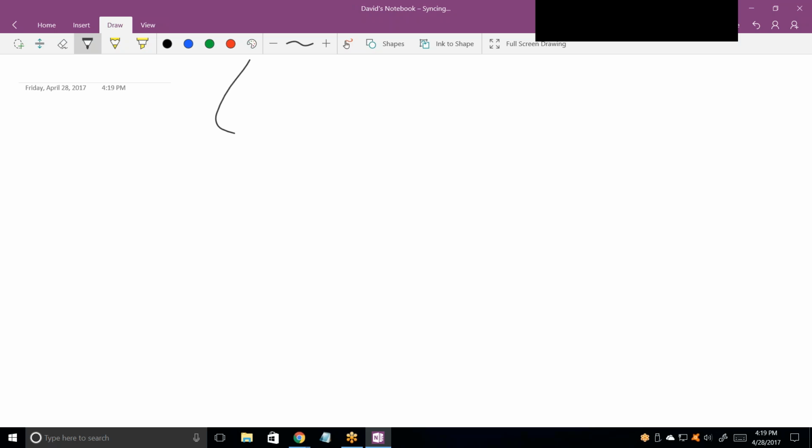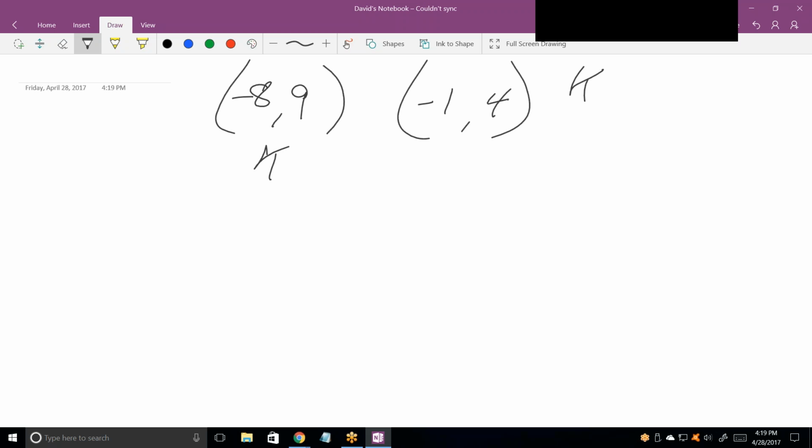So it's between point K, which is -8, 9, and M, which is... Hold on, yeah. I thought you were giving me the x dimension was K. -8, 9, and what's the other point? -1, 4, which is M.